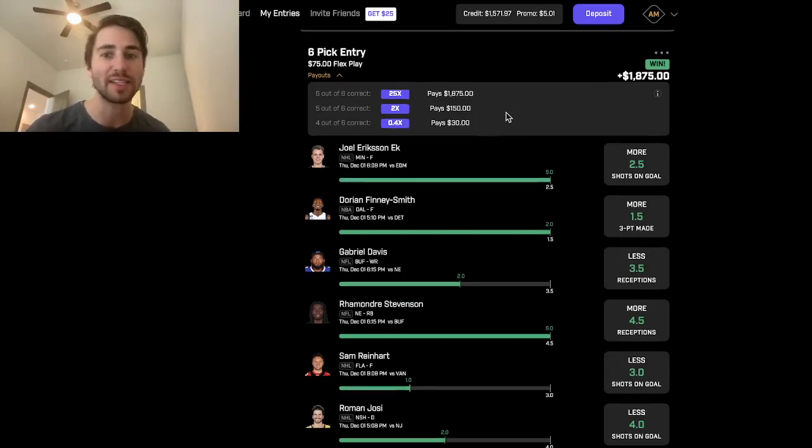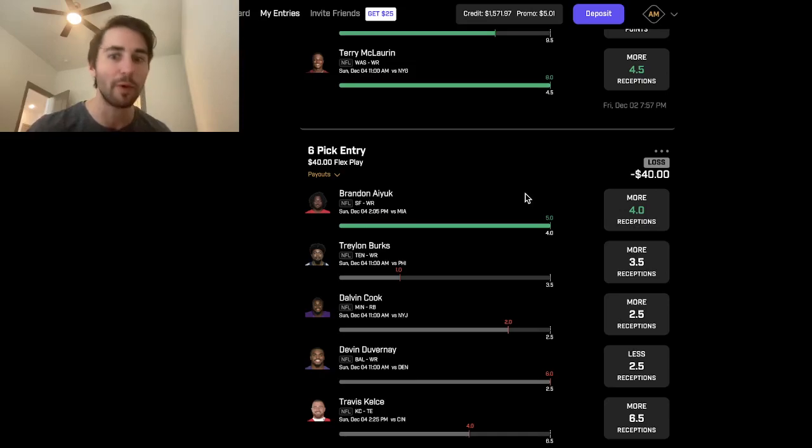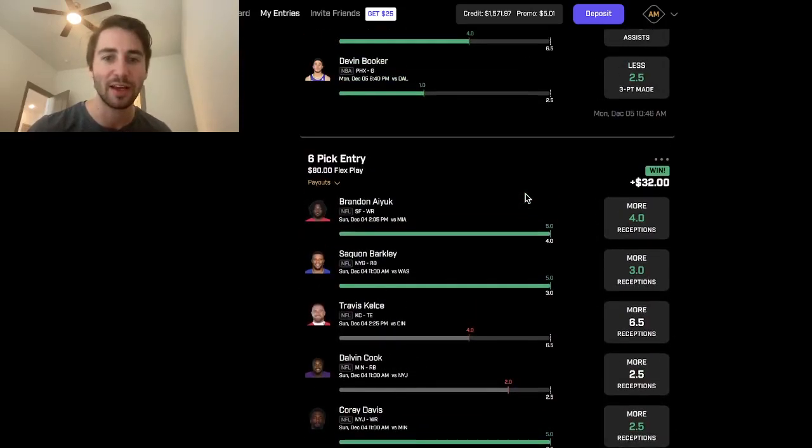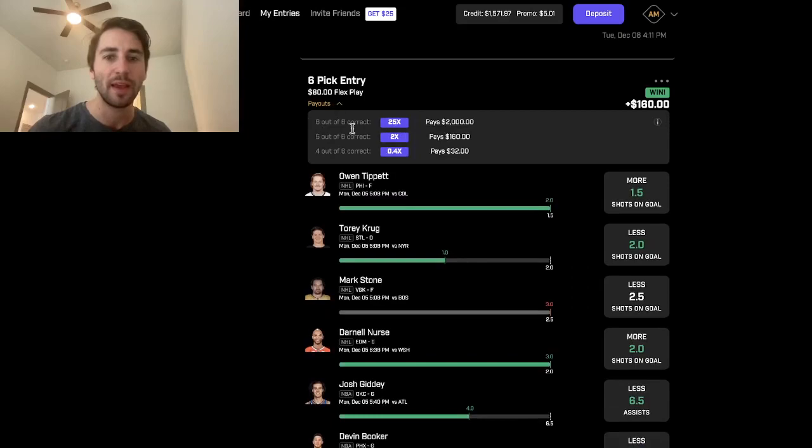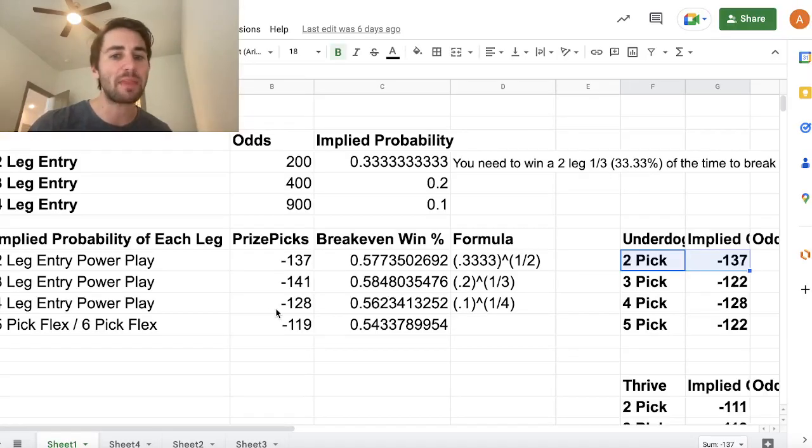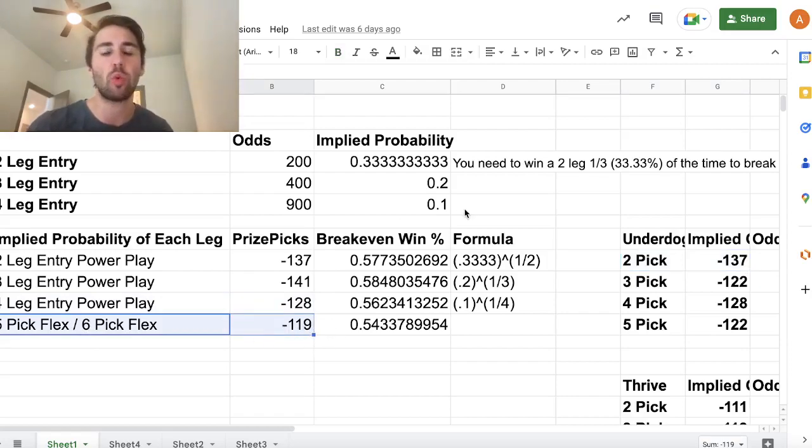Now if you get 5 out of 6 correct, which is definitely not what we did here, you get 2 times your money. So we bet 80 and we got 160 back, right? Essentially these flex plays are just dynamic ways of paying you out based on how many bets you hit in your parlay. We've gone through the math before, and for 5-pick and 6-pick flex plays on PrizePicks, you're getting roughly minus 119 implied odds.